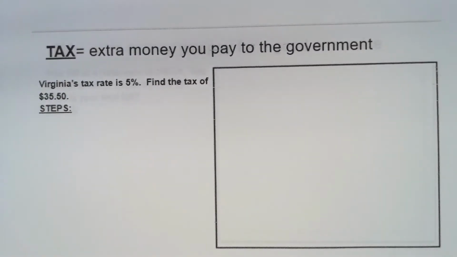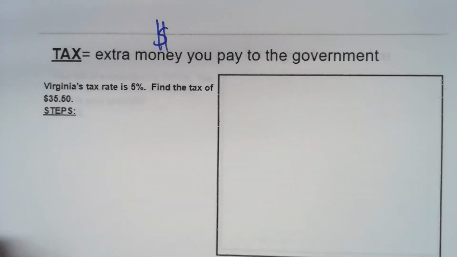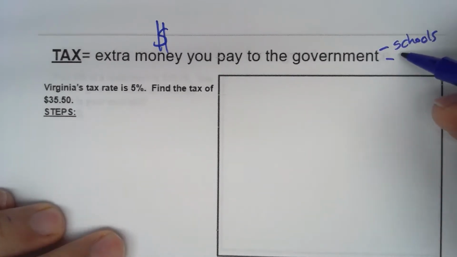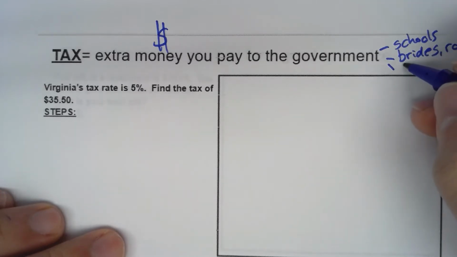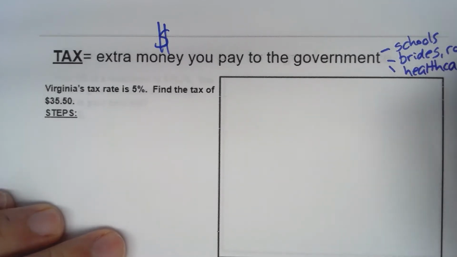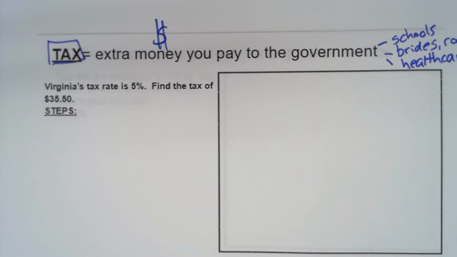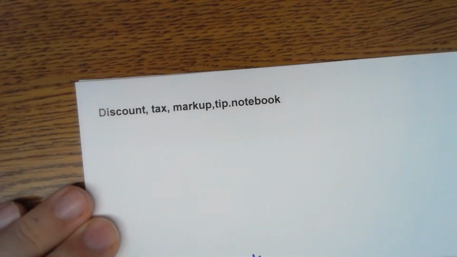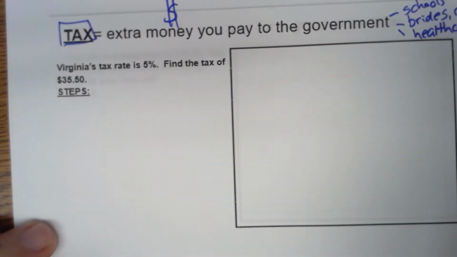Okay, let's talk about tax. Tax is extra money you pay to the government. So they use this money for schools. They give this money to like build bridges, fix roads. They use this money for health care, so people can get doctors. So tax is when you add extra money to whatever your total is. The steps for all of these are going to be the same. So discount, tax, markup, and tip all have the same steps.